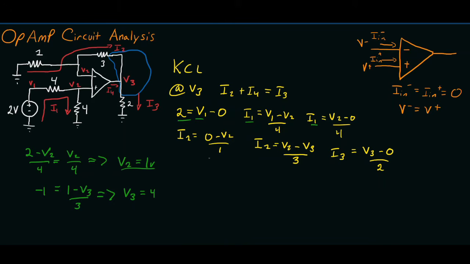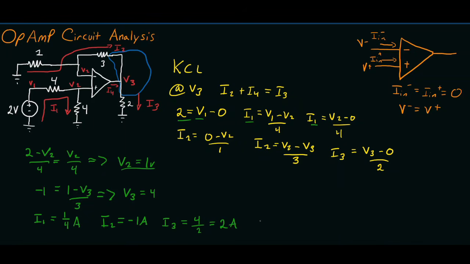So now we can begin solving for our currents. And we can begin with I1 because we know the value of V2. So that's going to be that I1 is equal to V2 is 1, so it's going to be 1 over 4 amps. So now we can move on to I2, and we know I2 is going to be negative V2 divided by 1, and V2 is equal to 1 volt, so that gives us that I2 is equal to negative 1 amp. And for I3, we have that it's going to be V3 divided by 2. So I3 is going to be 4 divided by 2, and that is going to be 2 amps.